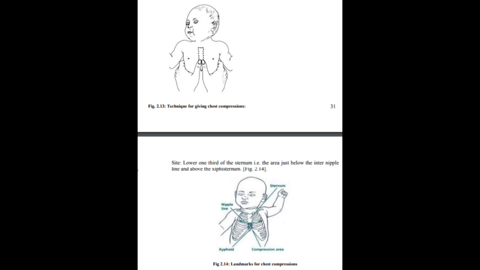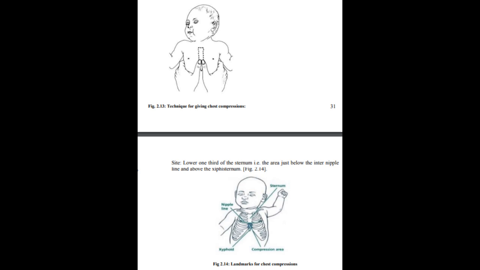Thumb technique. Thumbs of both hands are placed either side by side or one over the other, with fingers encircling the rib cage. Site: lower 1/3 of the sternum, i.e. the area just below the internipple line and above the xiphisternum. Look at the screen, Fig 2.14, landmarks for chest compressions.